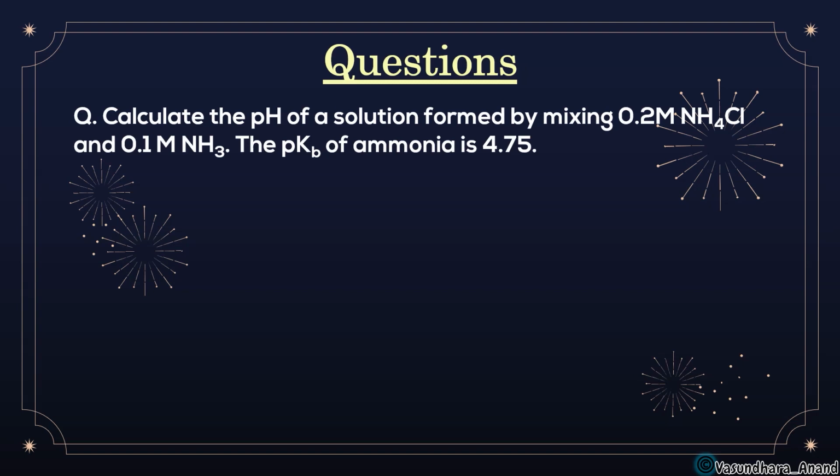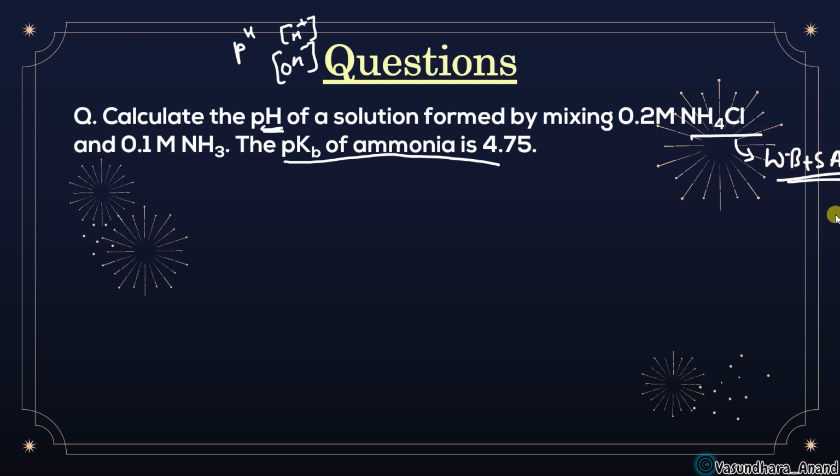Now it's a time to get confused, because pKb is given, that means it is a base, and if you want to find the pH, you should know the H plus concentration or the OH minus concentration, then only you can do it. But in this whole question there is no OH minus anywhere. So how to do it? Think of it and see, this NH4Cl is the combination of a weak base and a strong acid. So that means it will be considered as a strong electrolyte only.